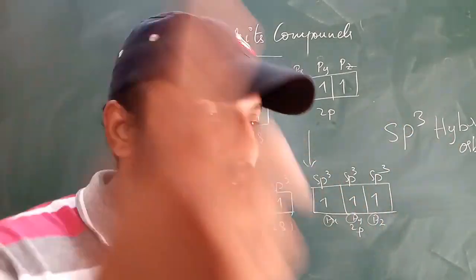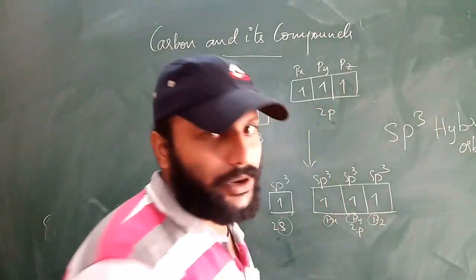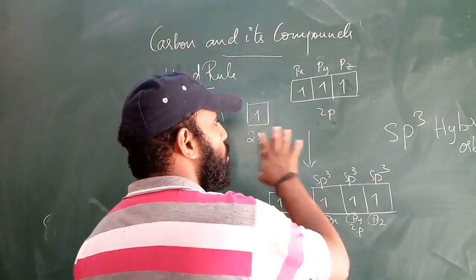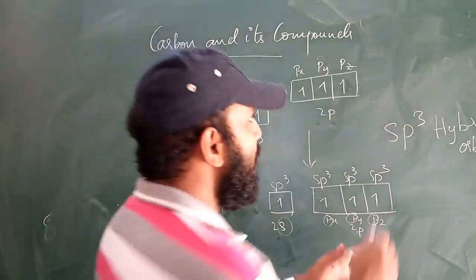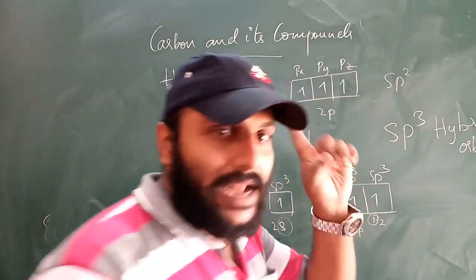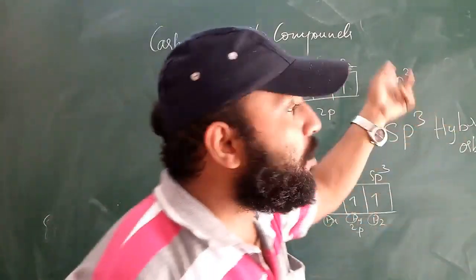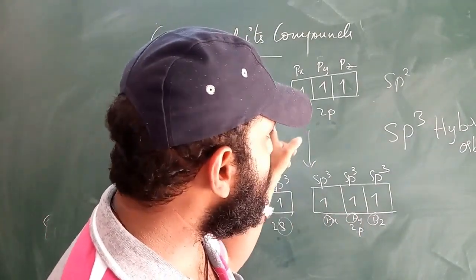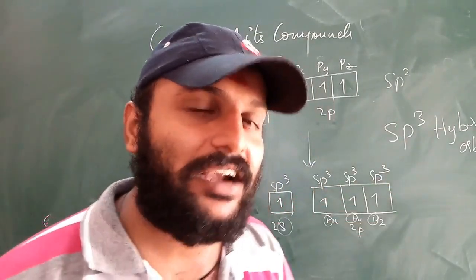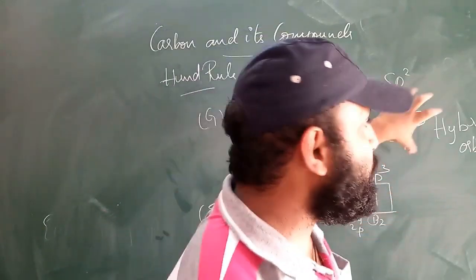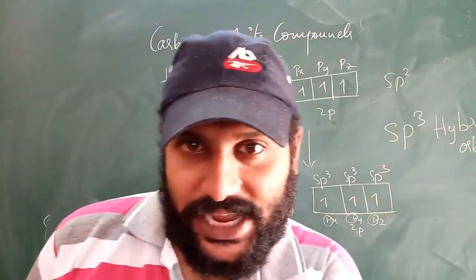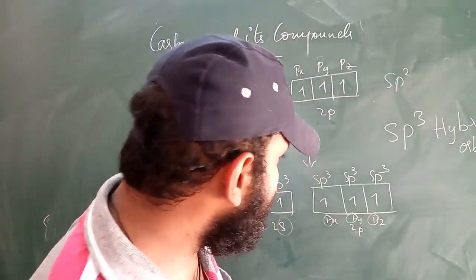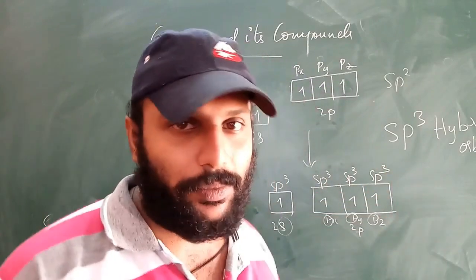Why is it called sp3? 1 s orbital and 3 p orbitals are entering into what? Hybridization. Entering into the hybridization process. That is the reason it is called sp3 hybridization. If I say sp2, hybridization is what? 1 s orbital and 2 p orbitals are entering into hybridization. Here what we have observed is that 1 s orbital and all the 3 p orbitals are entering into hybridization. That is the reason we call it sp3 hybridization, and those orbitals are called sp3 hybrid orbitals. So this is the sp3 hybrid orbital, all these sp3 hybrid orbitals.